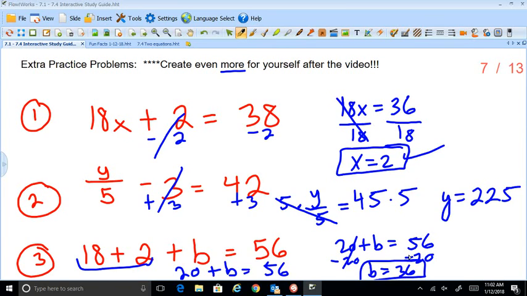So there it is. Please make sure you can watch it again. Make sure you understand how to solve these one-step or two-step equations. Create even more practice problems for yourself. We did a lot of work in class. Be ready for a 100% on your quiz.